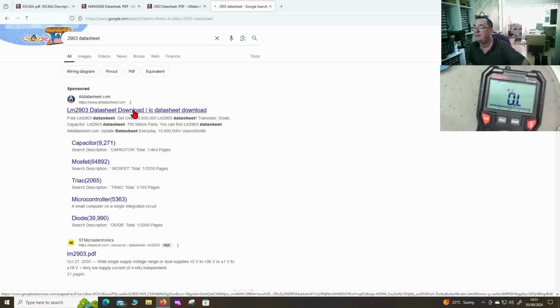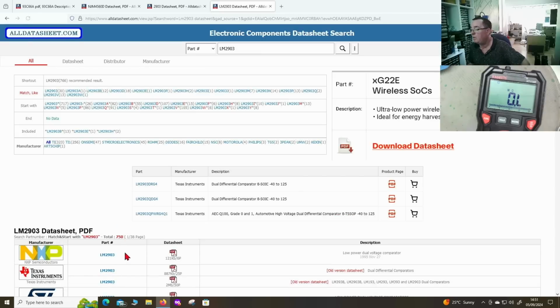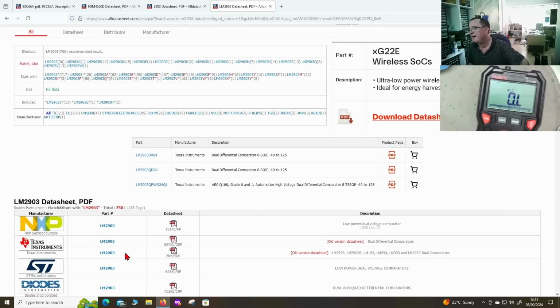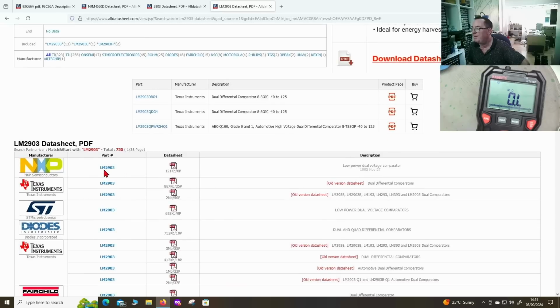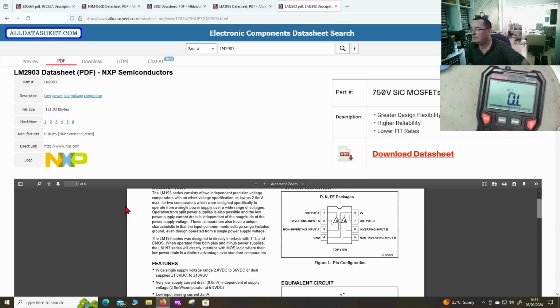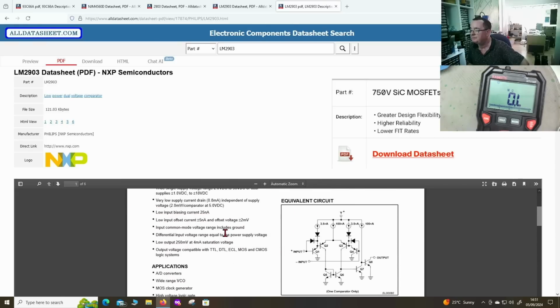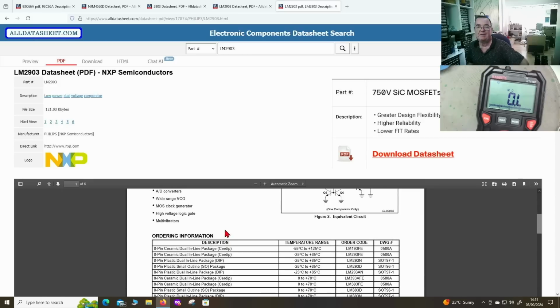LM2903, okay. Low power dual voltage comparator. So this is another op amp type thing. In the correct pinout. Yeah. This has a single voltage supply. So that isn't the voltage regulator for the plus and minus supply either.